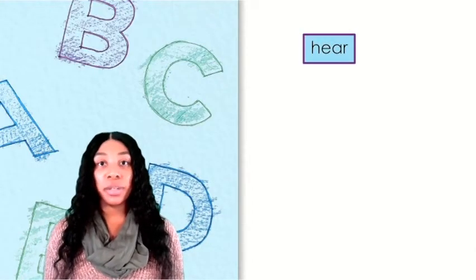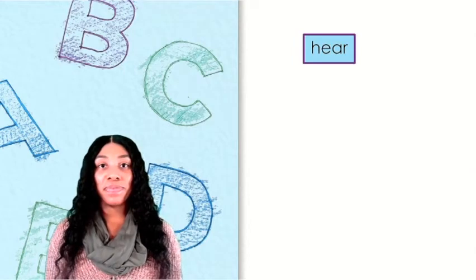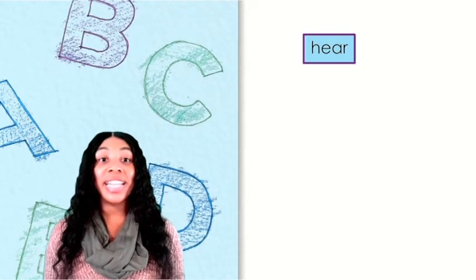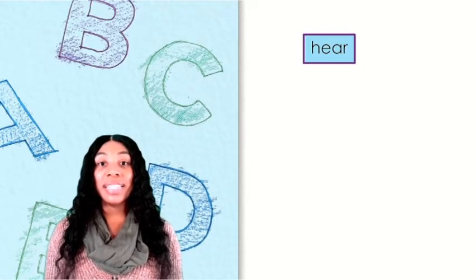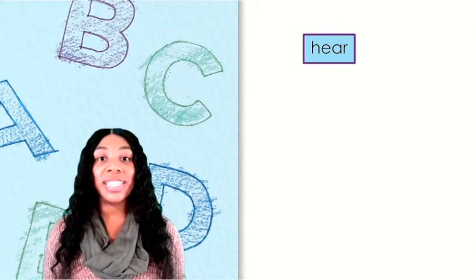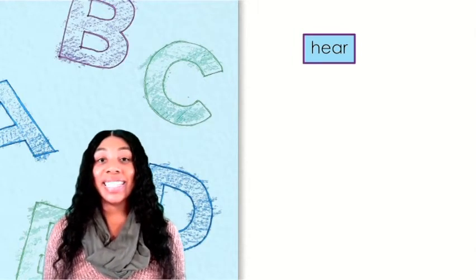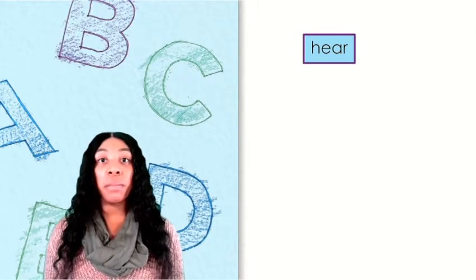What does this hear mean? Hear spelled with an EA in the middle means to use your ears to notice the sound. An example is, I hear the bell ring.